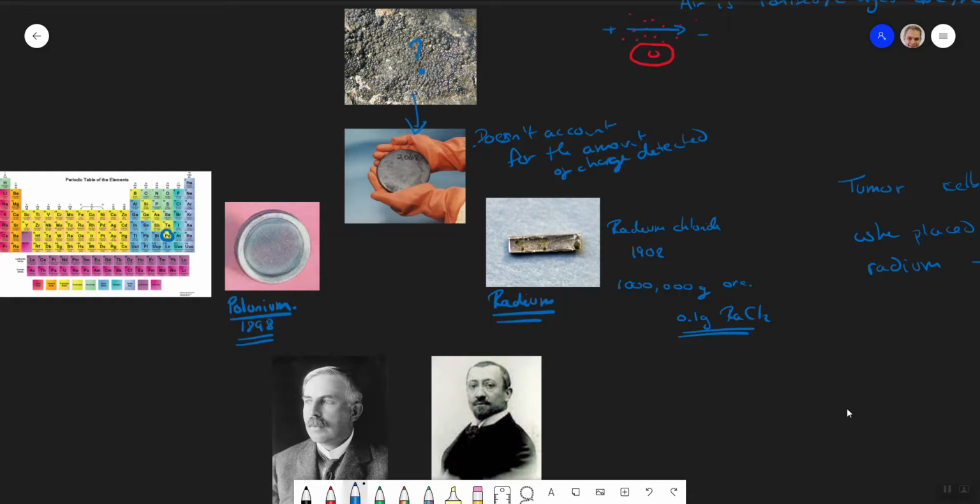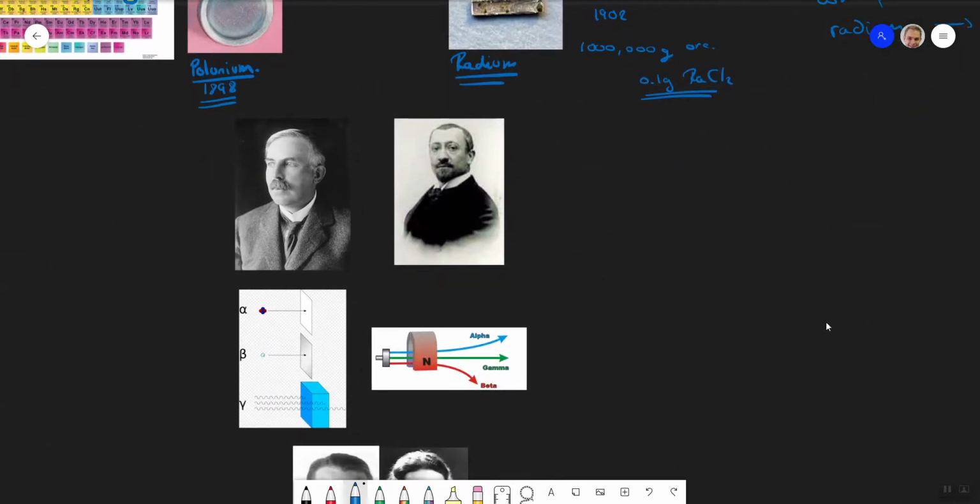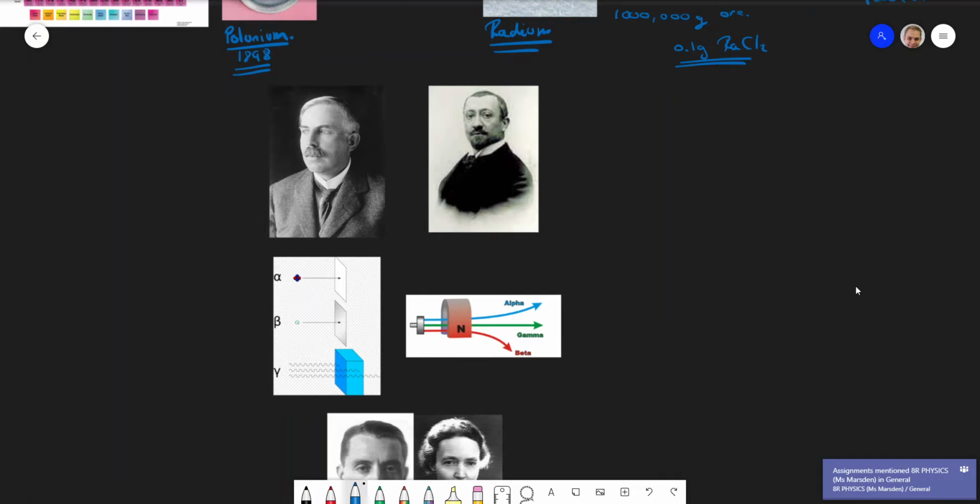So the next group of people on the scene are these two. And this is Ernest Rutherford. And this is Paul Villard. And these two gentlemen are responsible for the alpha, beta, gamma stuff. So Rutherford, he's at the University of Manchester, and he starts studying the nature of the things that are coming out. So he starts isolating pure samples and investigating what's coming out.